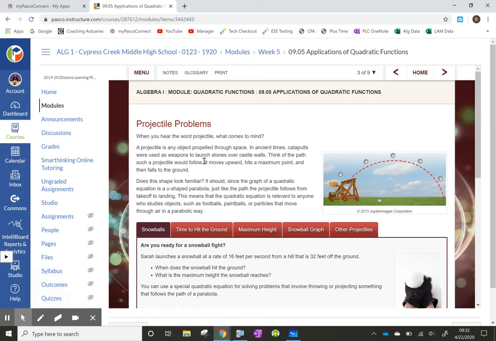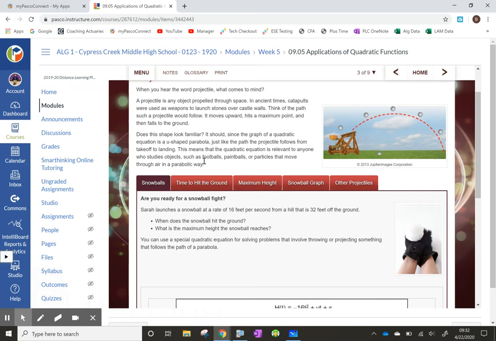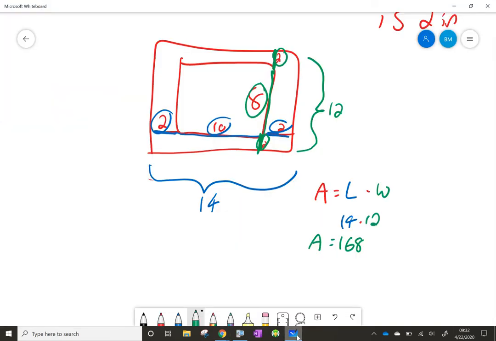So here we're talking about a projectile in this example. Snowballs, right? We're going to be throwing a snowball. So when does the snowball hit the ground? And then what is the maximum height the snowball reaches? These are two very common questions, not necessarily about snowballs, but about maximum height and about hitting the ground, because those two things refer to something quite different.